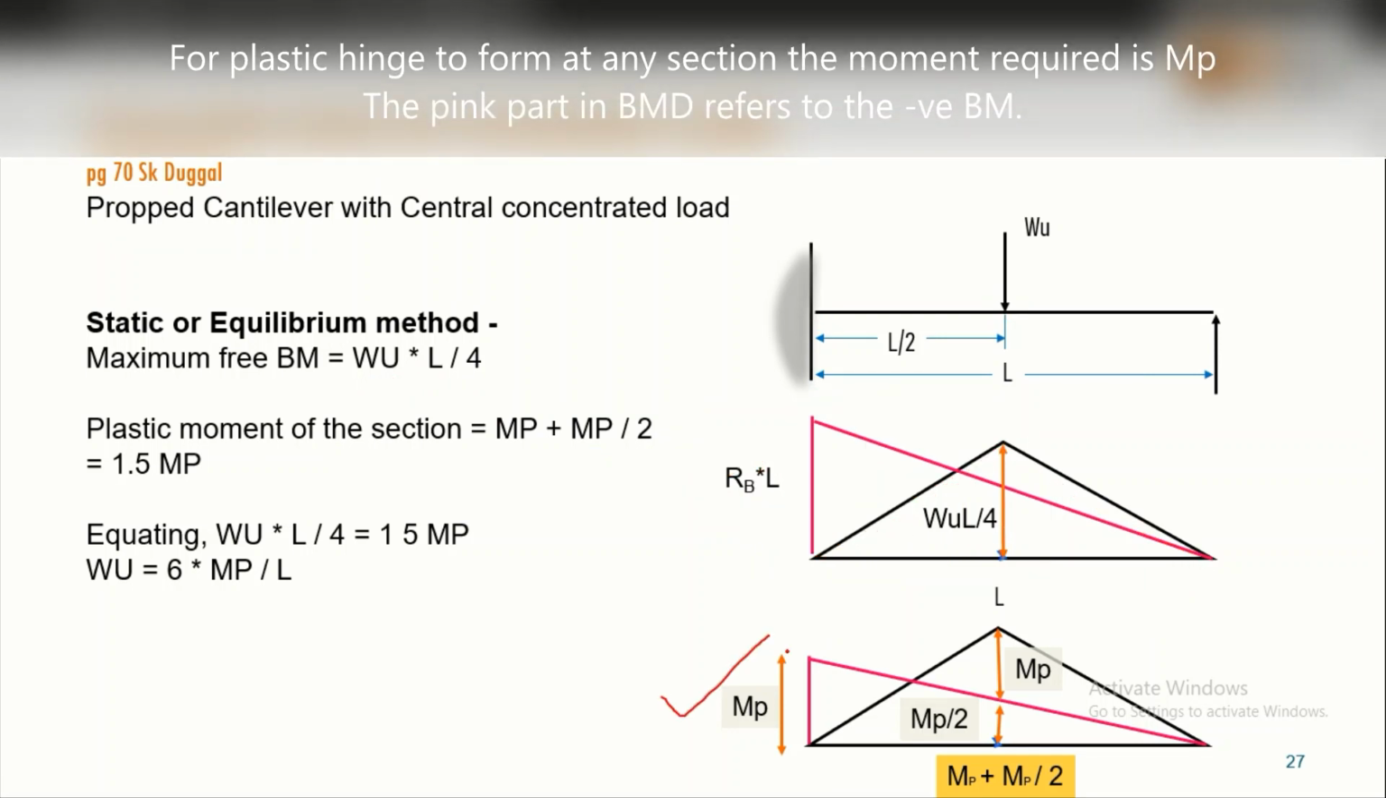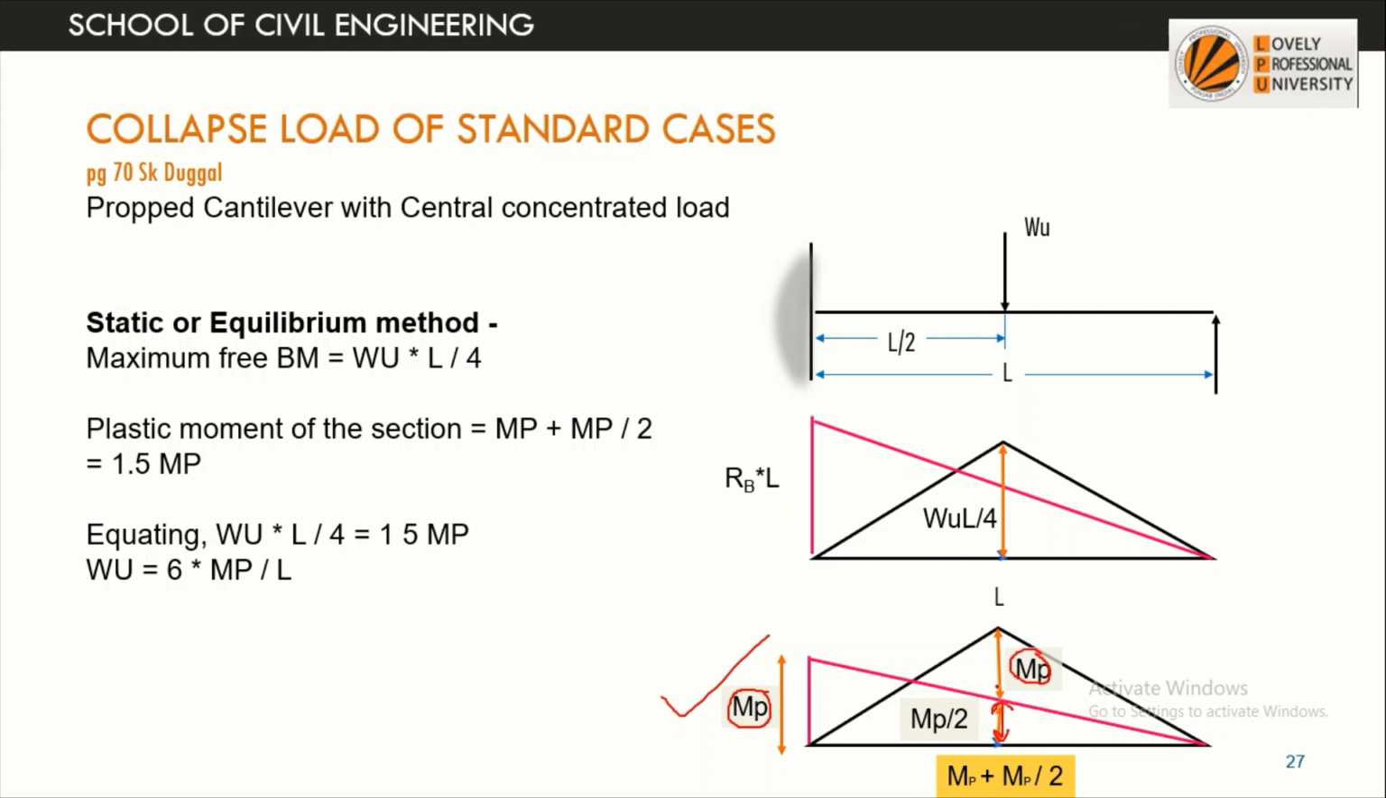See, this is the final bending moment diagram, and this value is MP. So for total length this value is MP, for half length this value will be MP by 2. So this outstanding portion, that is the net bending moment value, should be equal to MP. So what is the total plastic moment at the section? It will be MP plus MP by 2. What is the bending moment at the section? It is WUL by 4. So we simply equate the values: WUL by 4 is equal to MP plus MP by 2. When we solve, we get WU equal to 6 MP by L.